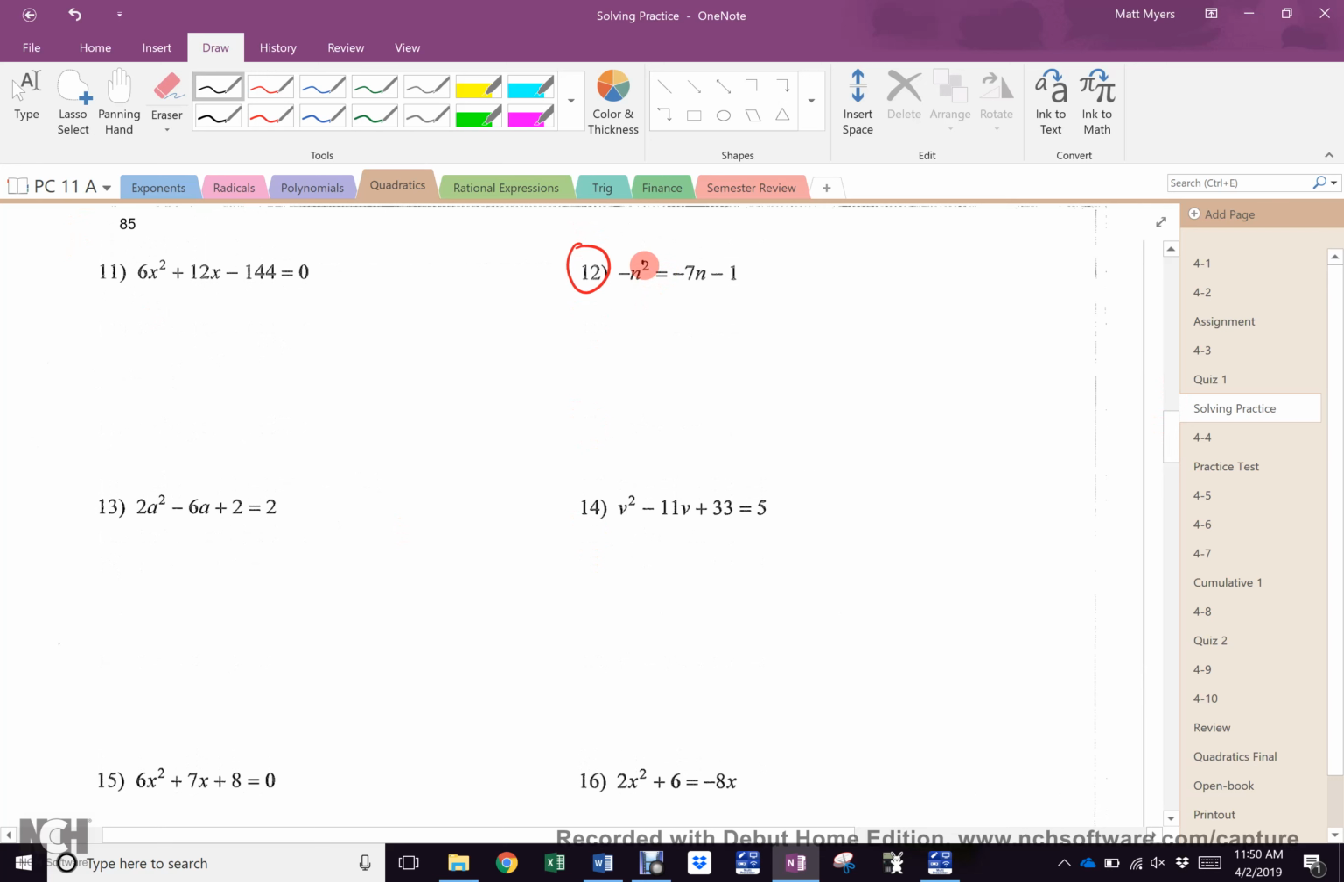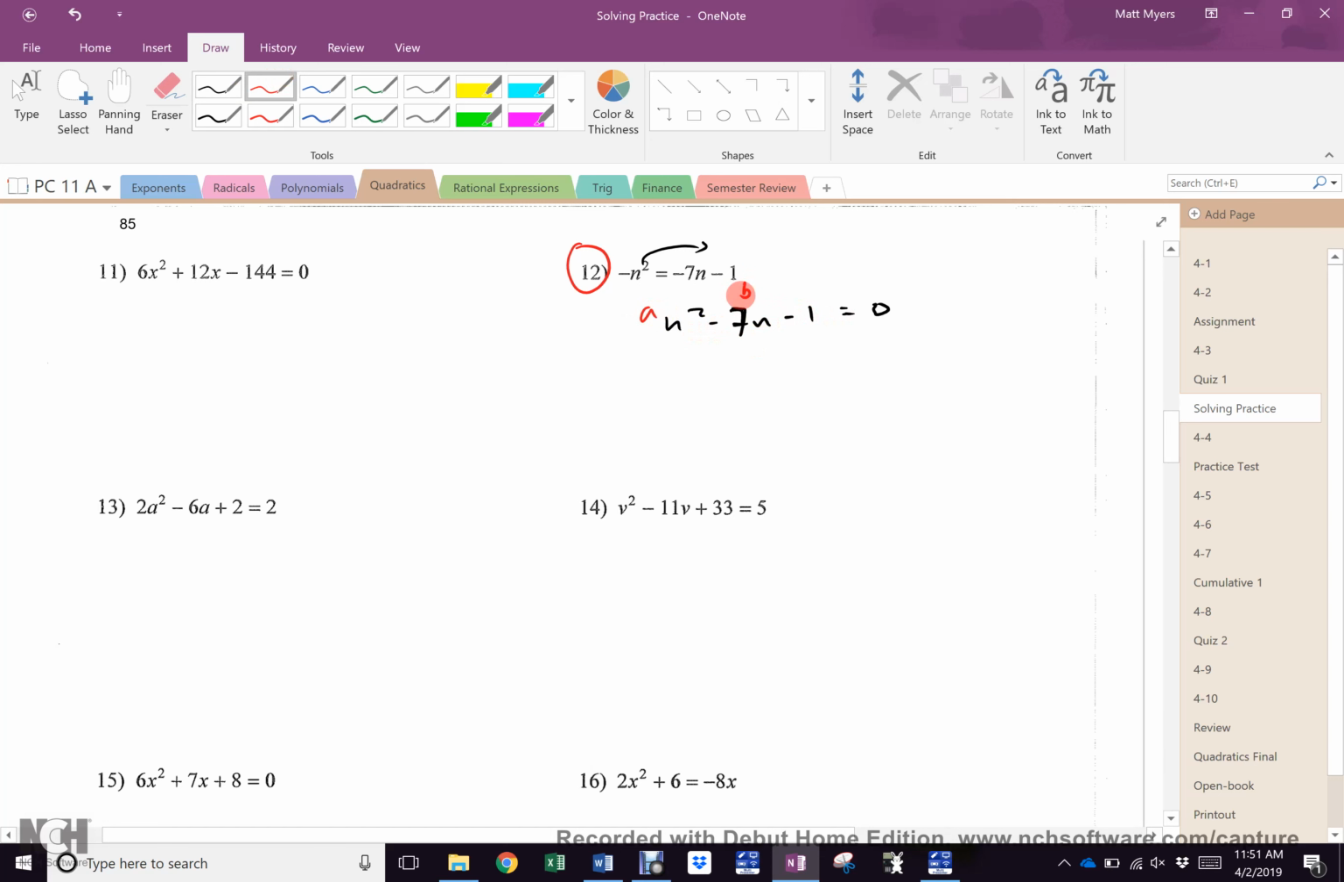This one, I would move that so it's positive. n squared minus 7n minus 1 equals 0. There are no factors of 1 that add to 7. And 7 is a pain in the butt to complete the square with. Why? Because it's an odd number. So this is a good candidate for the quadratic formula, which is what we've been practicing lately.